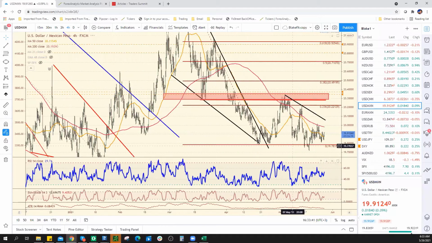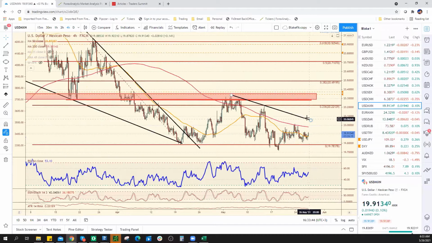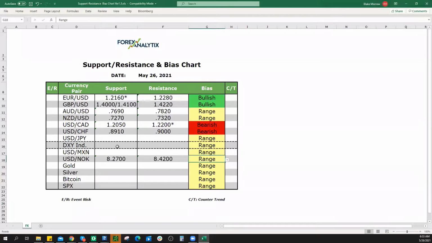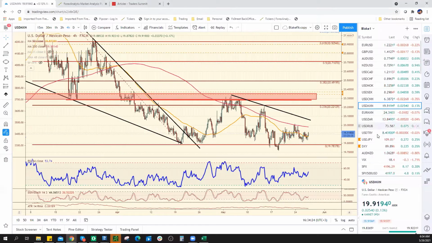Dollar Mexican peso, stronger here, but we have to get above 20. I was going to write down 2010, 2007. I'll write down 2010. 2030 is resistance. That's key. I wanted to be able to put an asterisk there instead of more zeros because I do think that this is critical resistance.